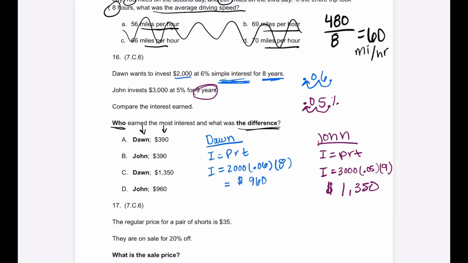So who earned the most interest? That is going to be John. Okay, so that means that letter A and letter C is out of the picture. And then the next part is the difference. Difference is subtraction, so I am going to have to subtract the 960 from the 1,350. That is going to give me a total of 390, so B is our answer here.